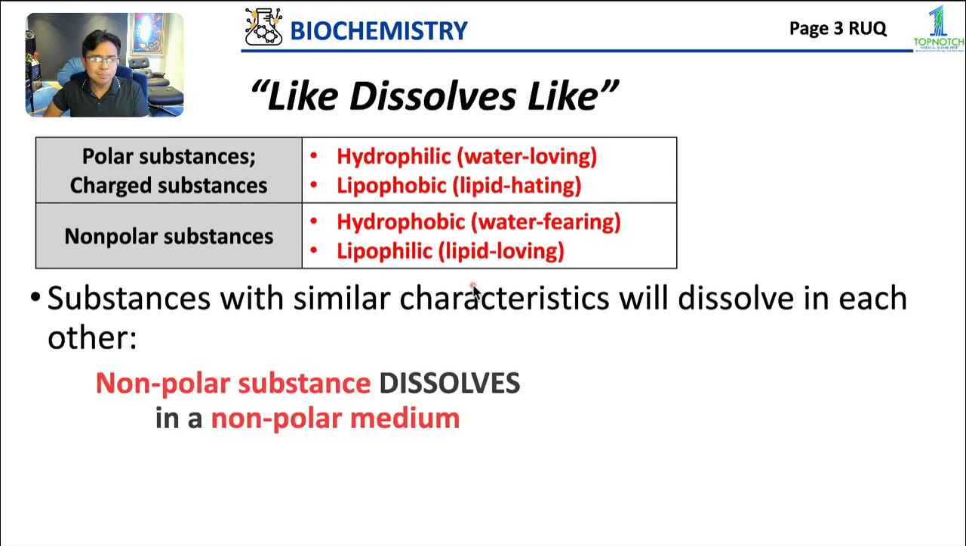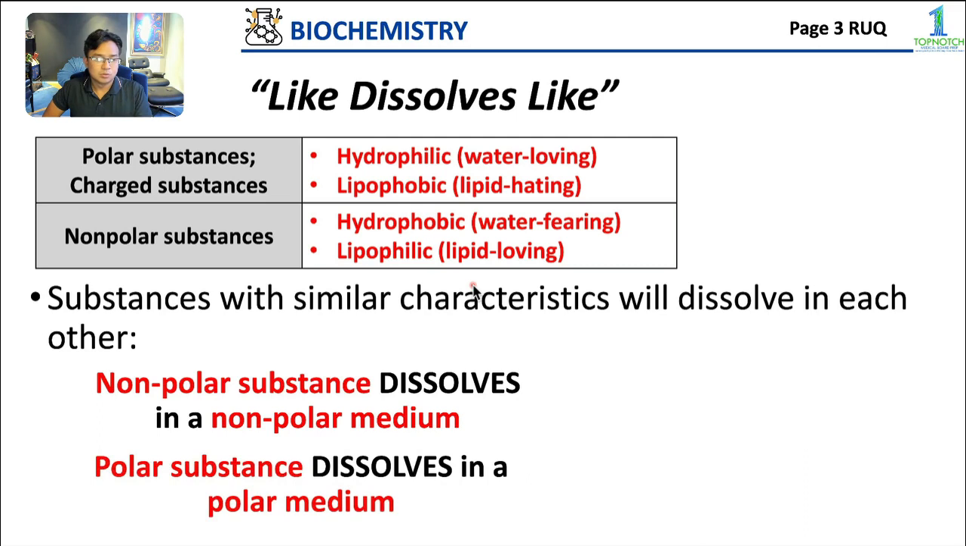It means non-polar substances dissolve in a non-polar medium. For example, a large amount of triglyceride can only be dissolved in ether or alcohol, since both of them are non-polar substances. While polar substances dissolve in a polar medium, so same banana. Therefore, polar substances like electrolytes can be dissolved in water, a polar medium, because water is a polar substance.